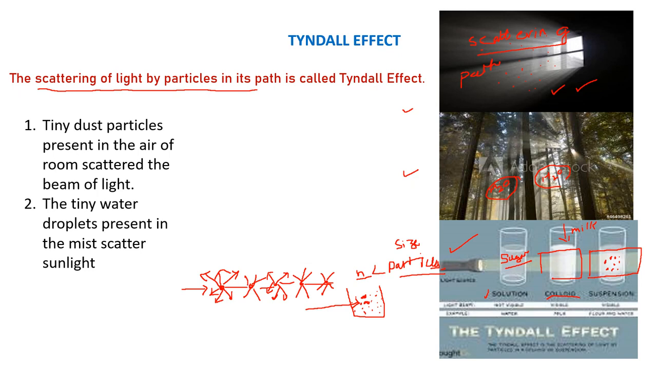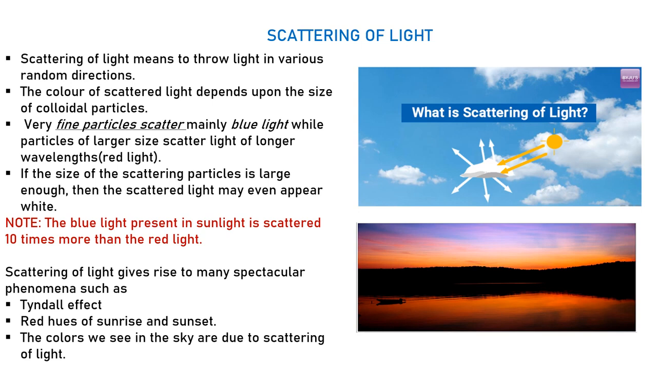And you can see here that the scattering of light depends upon the size of the particles. If the size of the particles in the solution is very small, we cannot see the scattering of light. Definitely there is scattering of light, but our eyes cannot catch it. When we increase the size of the particle, we can see the scattering of light, and due to that we can see the path of light. Now, let's do the natural phenomena related to the scattering of light.